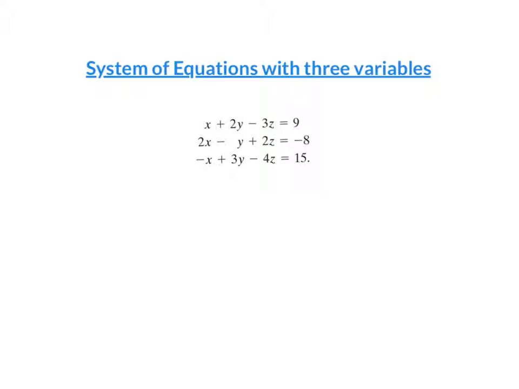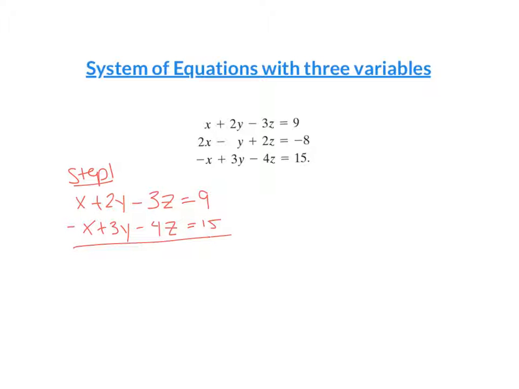So I usually label it, so step 1. In any scenario, step 1, you're going to try to find a variable by looking at the systems and see if one of them cancels out right away. And by looking at this system, I notice that the first equation and the last equation can cancel out x right away. So I'm going to put those on top of each other. So x plus 2y minus 3z equals 9, and then minus x plus 3y minus 4z equals 15.